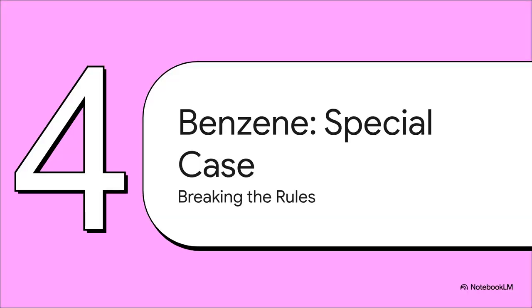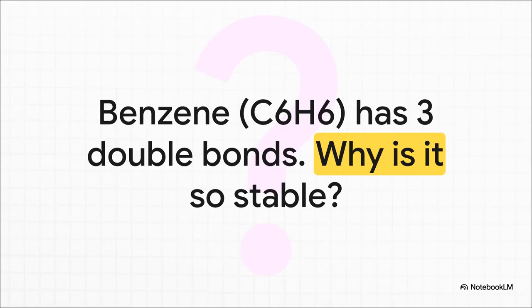Okay, so just when you think you've got the rules down, saturated is stable, unsaturated is reactive, along comes a molecule that seems to just break all the rules. Let's talk about benzene. So here's the puzzle of benzene. Just look at it. It's a ring of 6 carbon atoms, and it has 3 double bonds, so it looks incredibly unsaturated, right? By all the rules we just learned, it should be super reactive, just jumping at the chance to do an addition reaction.